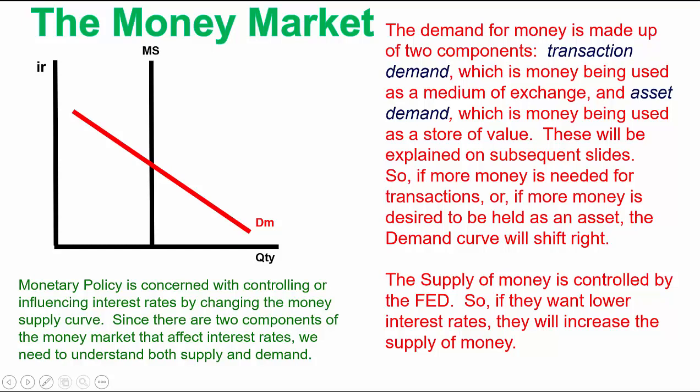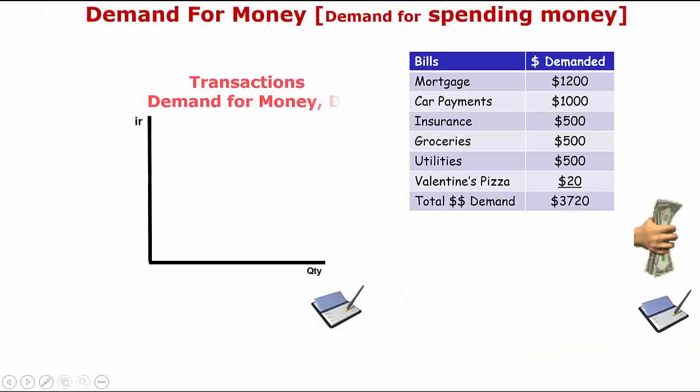Okay, and then like I said before, nominal interest rate goes on the y-axis, and then just the quantity of money goes on the x-axis. All right, so there's that. And y'all can read what's written on this screen. It's all kind of important, and it explains what we're about to do. All right, so let's look at the transaction demand for money first.